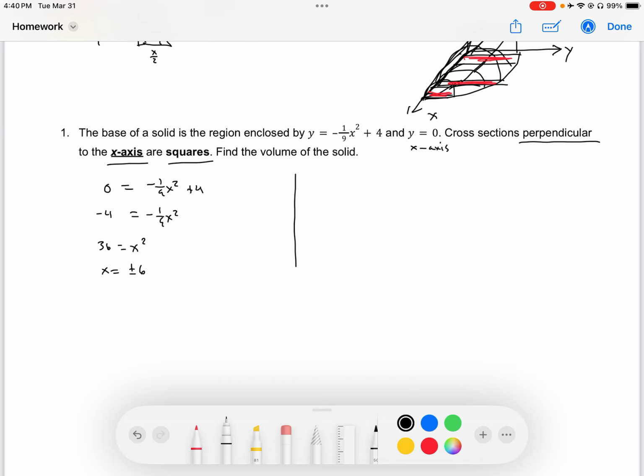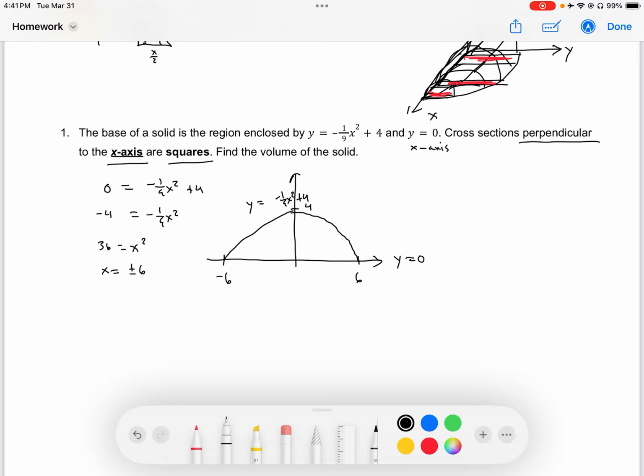So here is my graph. This is the x-axis, which is y equals 0. Here is, let's call it 6, and here is negative 6. Negative 1/9 x squared plus 4 has a y-intercept up here at 4, and so it is going to look like a quadratic that opens down. And that is the base of a solid. It's the region enclosed by this graph, which is y equals negative 1/9 x squared plus 4, and y equals 0, which is the x-axis. So that's my region.